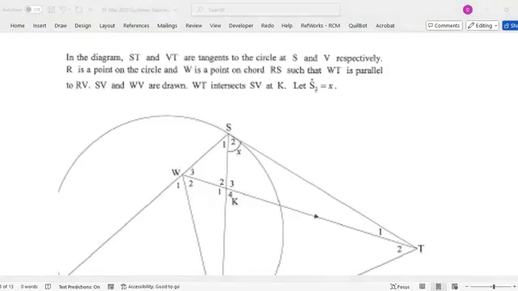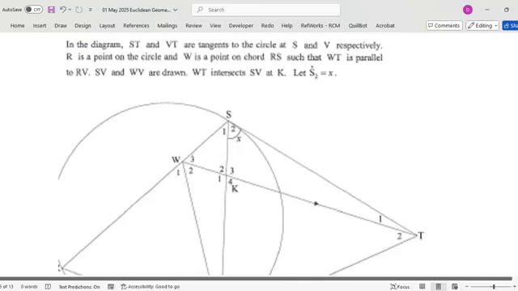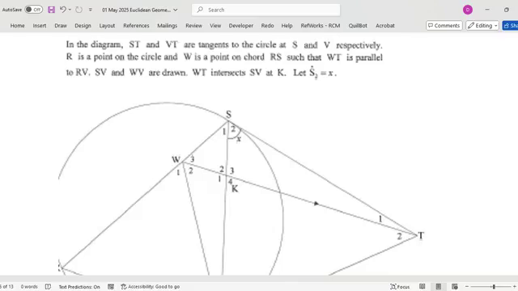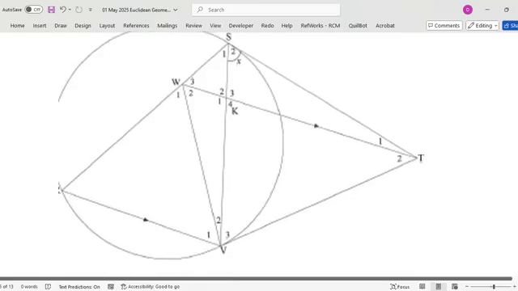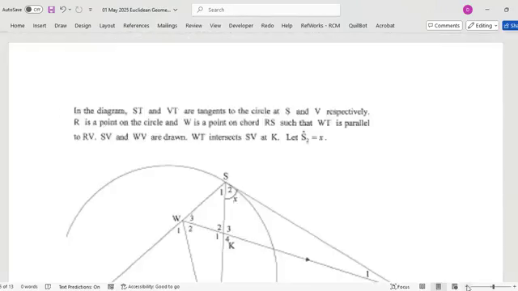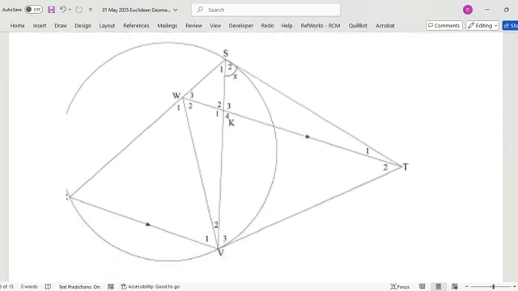Okay. How many minutes are we remaining with? 10 minutes. Wow, 10 minutes. If we're left with 10 minutes, then let's just analyze that. In the diagram, ST and VT are tangents. We can look at the diagram there. By the way, can I just try to reduce the screen so that everyone can see? Your microphone, please. Thank you.